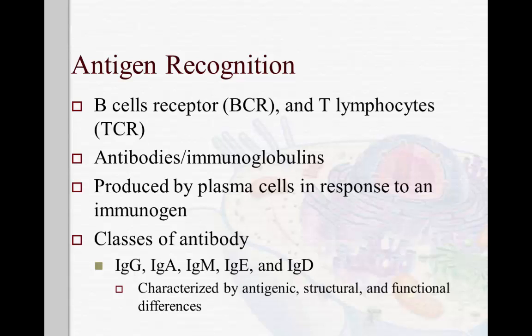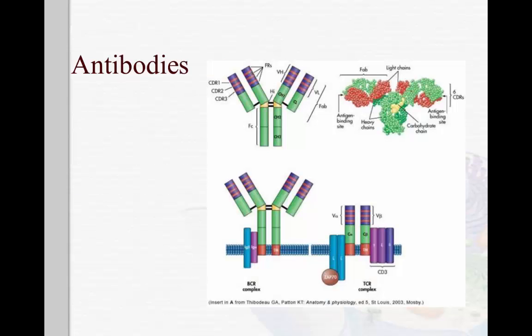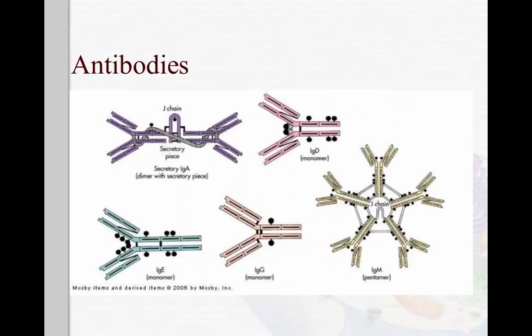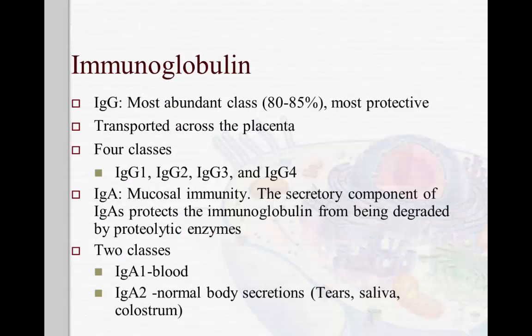There are many types or classes of antibodies, and these are IgG, IgA, IgM, IgE, and IgD. These are the antibodies. Another picture of the antibodies. Now you must memorize this slide for your exam.